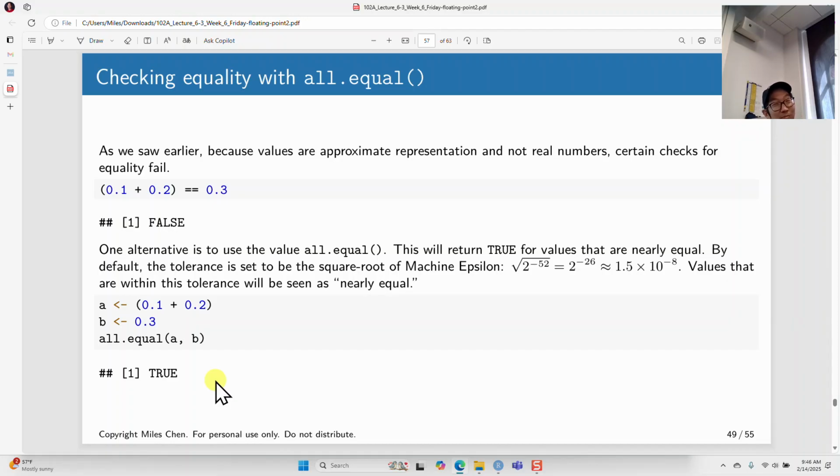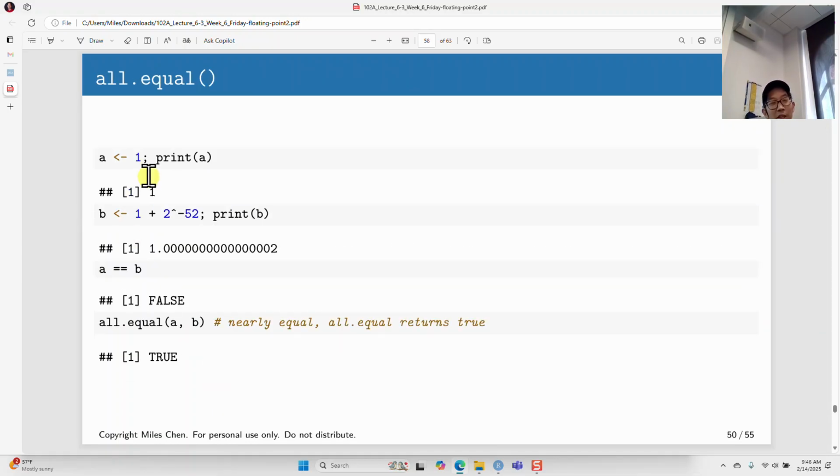There are profound consequences to this, okay? Because sometimes you legitimately have a calculation like A is 1 and B is 1 plus 2 to the negative 52. And A and B aren't equal to each other, because I don't know if this represents a legitimate calculation. But if you do all.equal, the computer will come back and say they are all equal. They are, well, they're approximately equal, right?